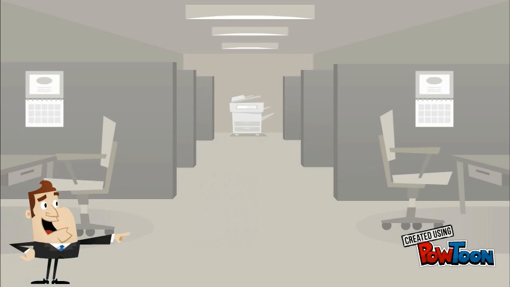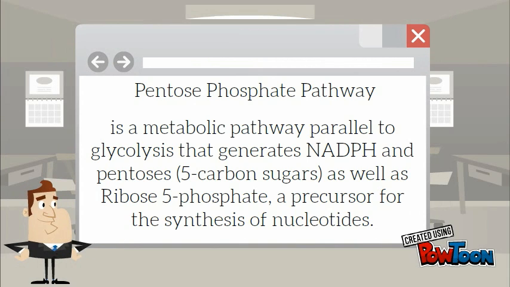So let's start. Pentose phosphate pathway is a metabolic pathway parallel to glycolysis that generates NADPH and pentoses as well as ribose 5-phosphate, a precursor for the synthesis of nucleotides.